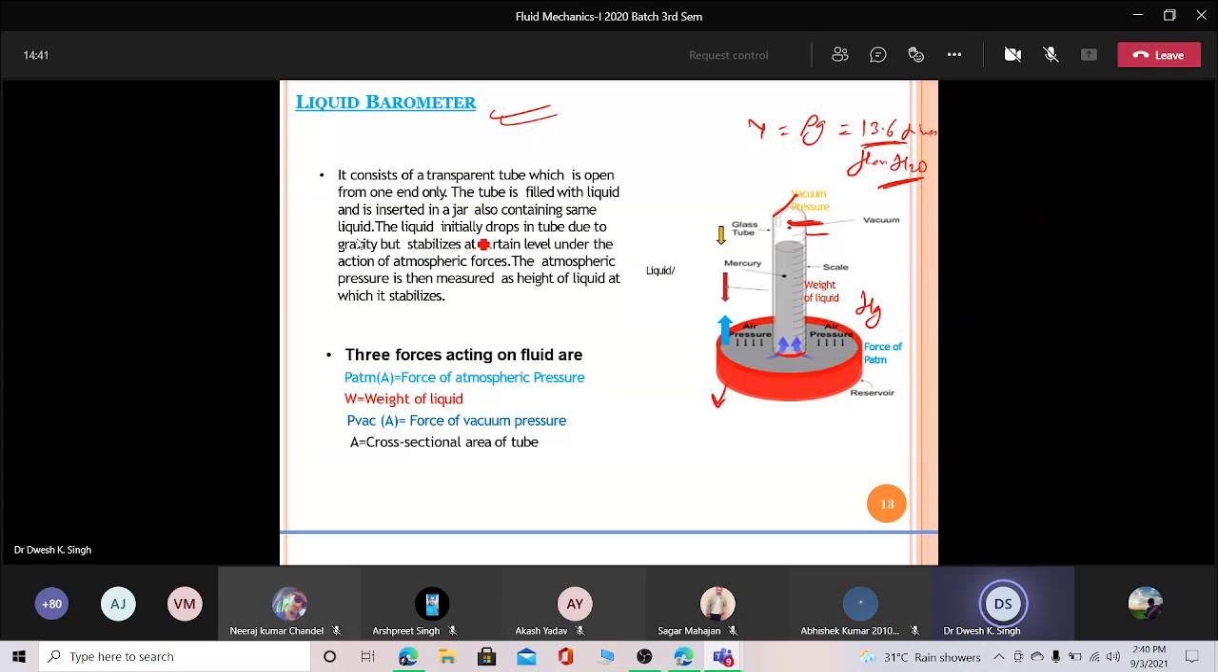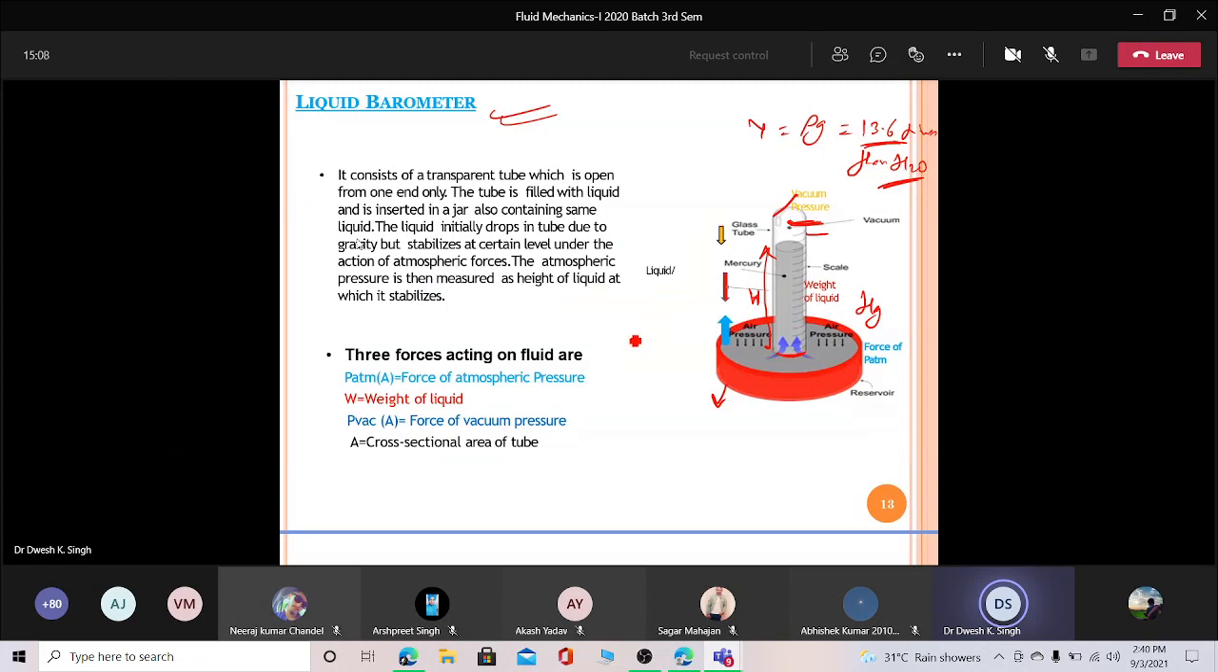Okay, so the liquid initially drops in the tube due to gravity, but it stabilizes at a certain level under the atmosphere. This certain level will decide what the pressure outside is, meaning the pressure in the atmosphere. Okay, so this is our height. This phenomenon occurs there.